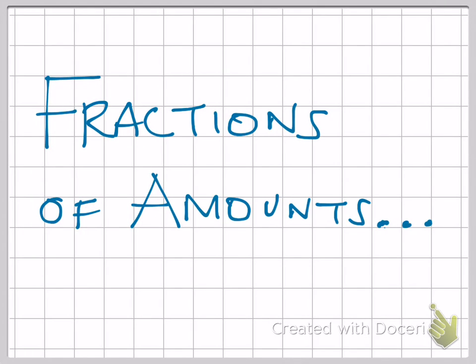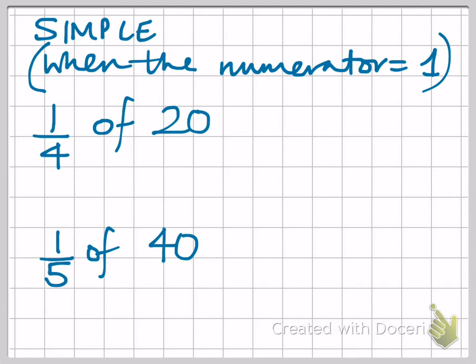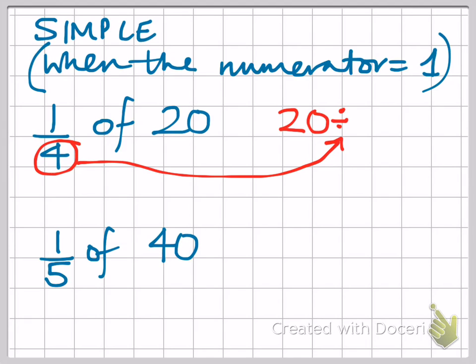This video shows you how to work out fractions of amounts. The simpler examples are where you're asked to work out a fraction of an amount where the numerator of the fraction is 1. So for the first example here, we're asked to find a quarter of 20. Now this is the same as dividing by 4. So the rule for this is you take the number and you divide it by the denominator. So here 20 divided by 4 is 5.